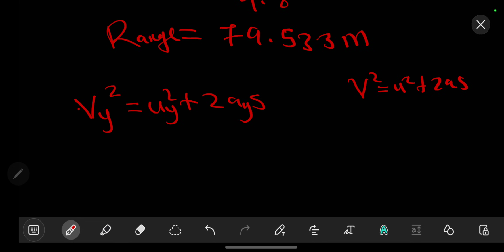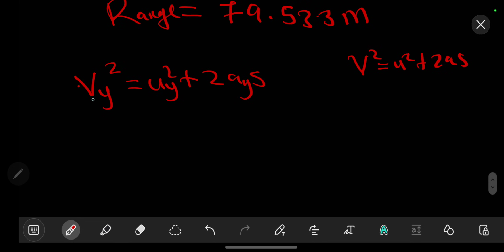So to find the maximum height, you say: if a particle is going up, the only reason why it stops going up is because its velocity is equal to 0. So we are going to say 0 squared should be equal to our initial velocity of projection in the y. We calculated it to be 15, then we have it squared, plus 2.